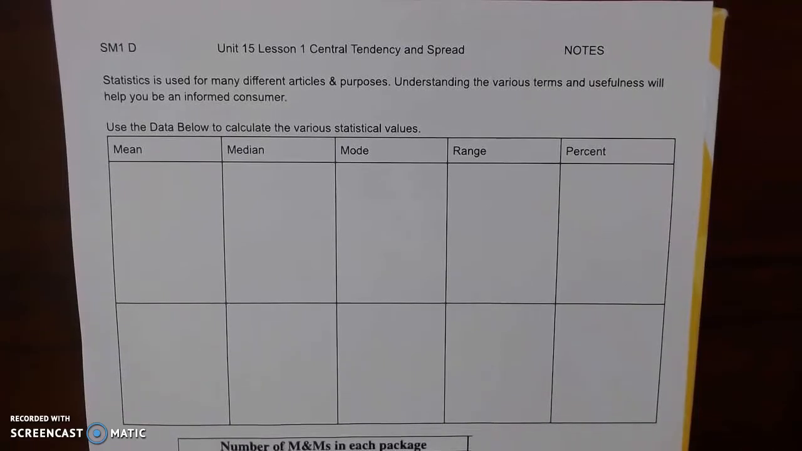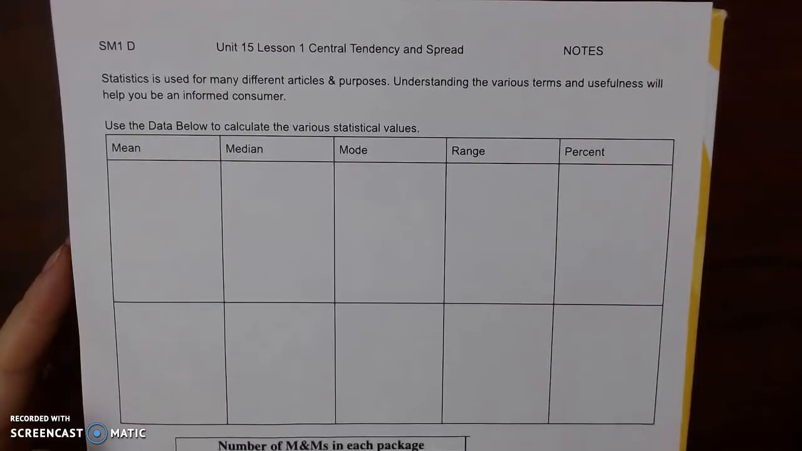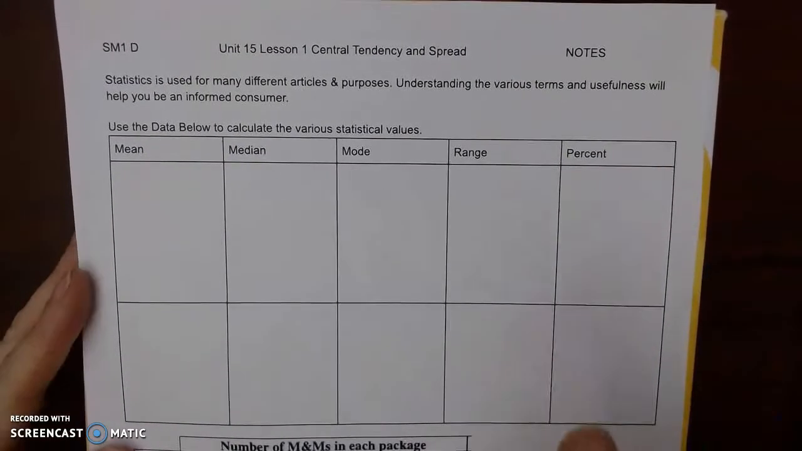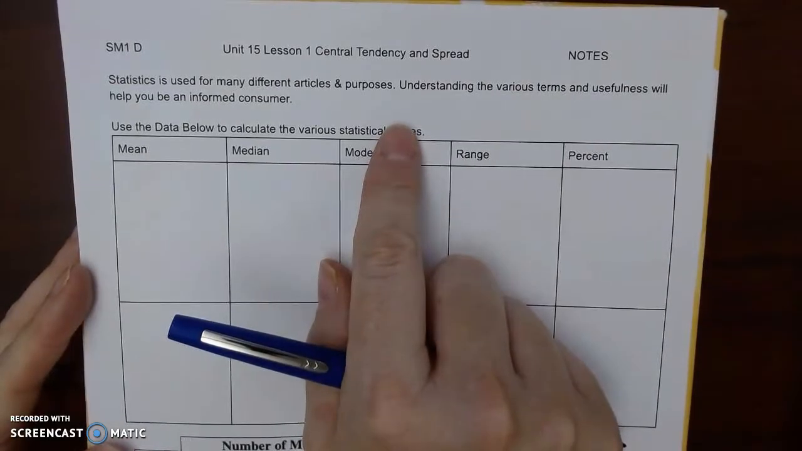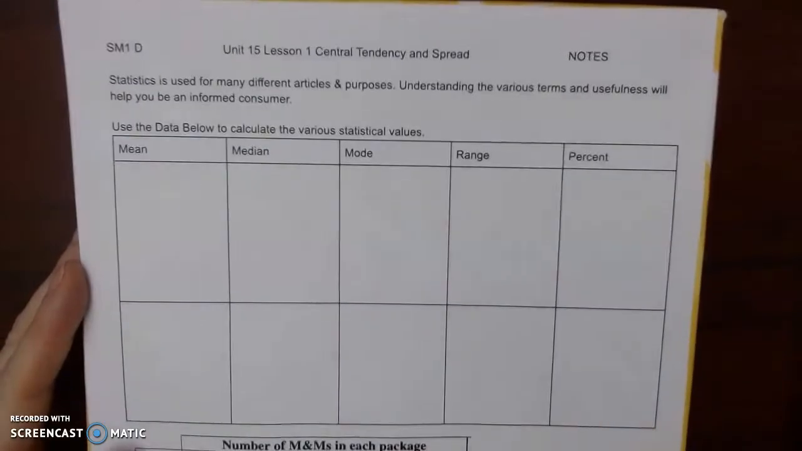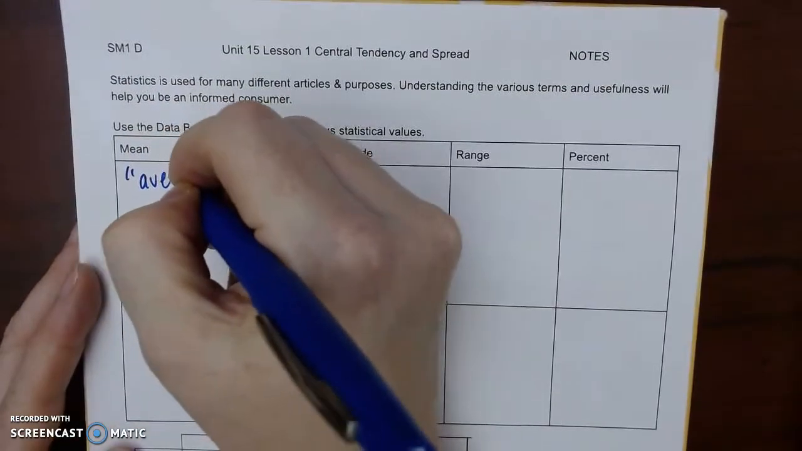Okay, so Unit 15 is all about statistics. Unit 15, Lesson 1 is kind of like the basics, and you've probably heard these words before, so this is just going to be a quick review. Statistics is an actual entire course in high school if you do need to take it, and sometimes in college. So mean is kind of like the fancy word for average.